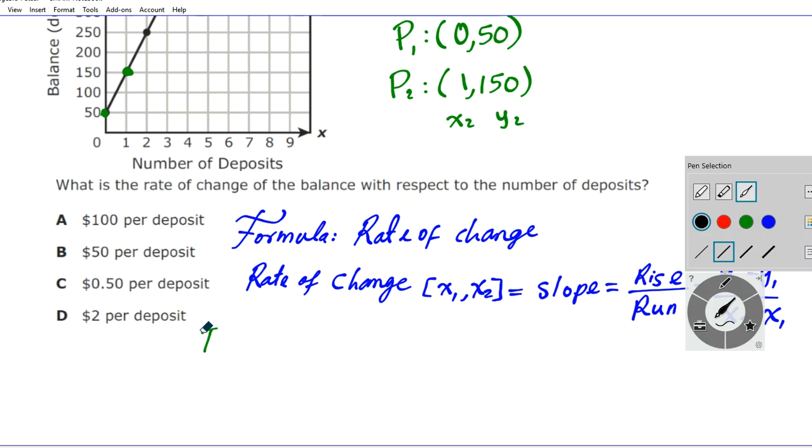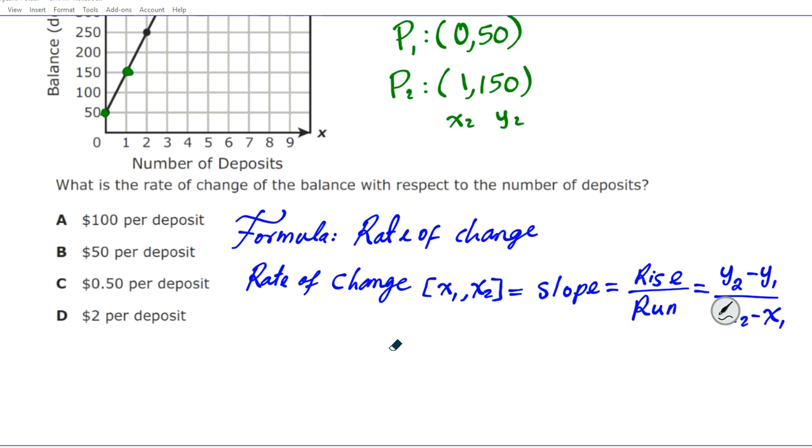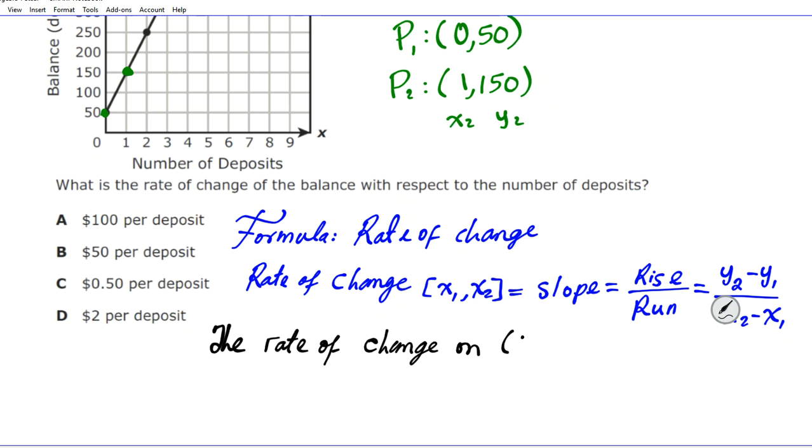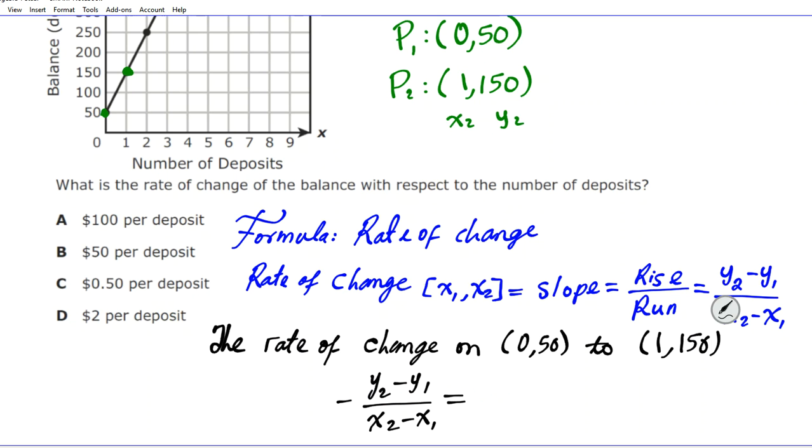Now the slope, or the rate of change, going from point P1 (0, 50) to (1, 150) is basically y2 minus y1, that's the rise, divided by x2 minus x1, which is the run. Okay, and this is basically the slope.